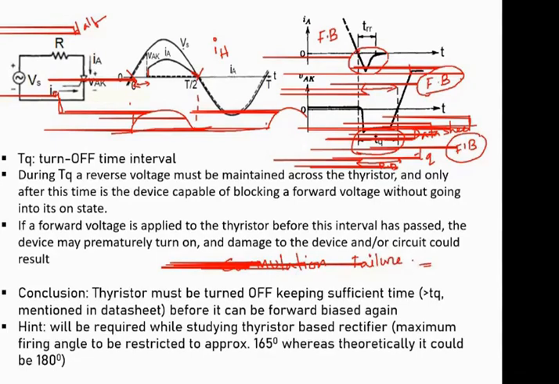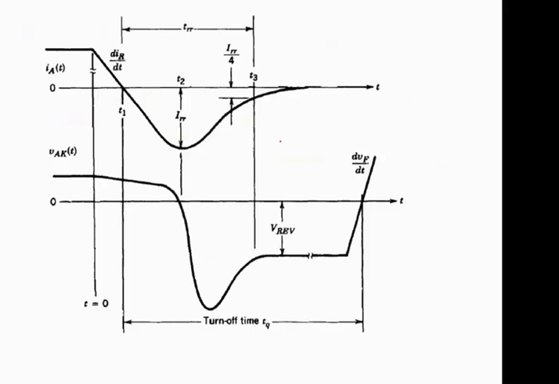So just the summary is: remember, once you want to turn off a device and it reaches this stage when the current has become zero, after that there exists a time TQ till which the device must be reverse biased. You should not apply forward bias again. I think this will be discussed again, so let me not spend too much time on this.